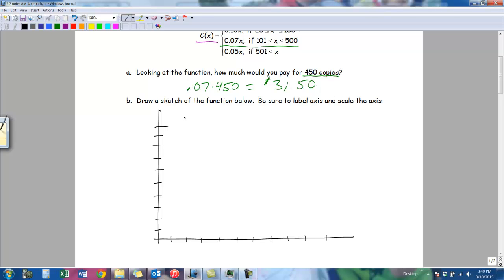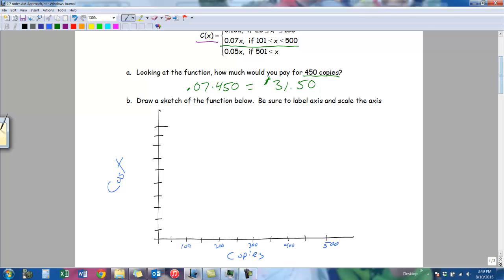Now, let's talk about our copies. X is the number of copies, and the y-axis, C of X, is the cost of those copies. Now, let's talk about X. X goes up to 500, and since we have 10 tick marks, a good scale would be by 50s, where each tick mark is 50. I'm not going to label all of those.